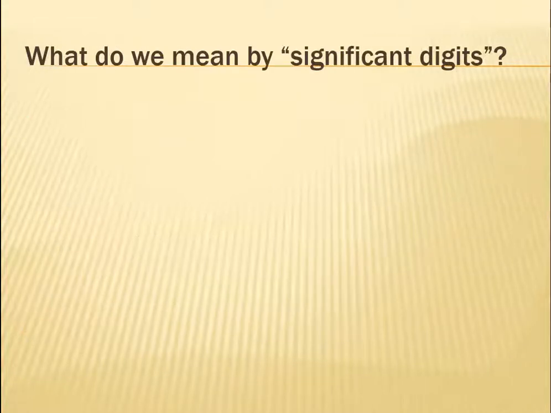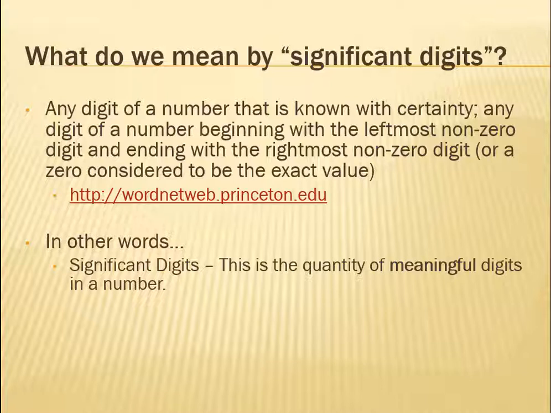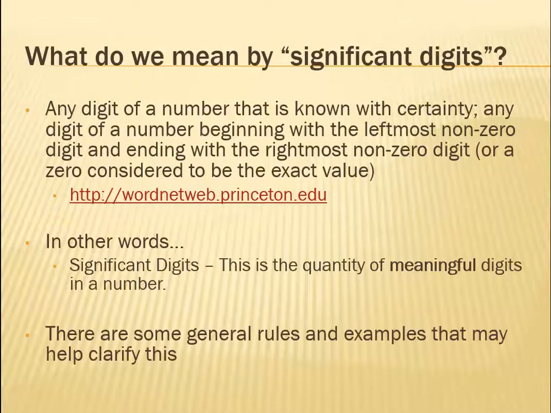What do we even mean by significant digits? A significant digit is any digit of a number that is known with certainty, or any digit of a number beginning with the leftmost non-zero digit and ending with the rightmost non-zero digit, or a zero considered to be the exact value. Okay, so that probably sounded more confusing than it is. In other words, significant digits is a quantity of meaningful digits in a number, and there are some general rules and examples that may help clarify this.